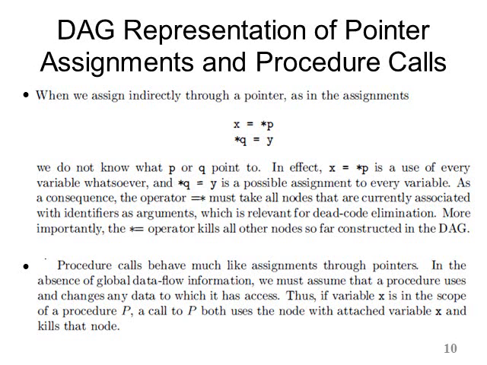Now in case of procedure call, we can say that it behaves much like assignment through pointers. In the absence of global data flow information, we must assume that a procedure uses and changes any data to which it has access. Thus, if variable X is in the scope of a procedure P, a call to P both uses the node with attached variable X and kills that node.